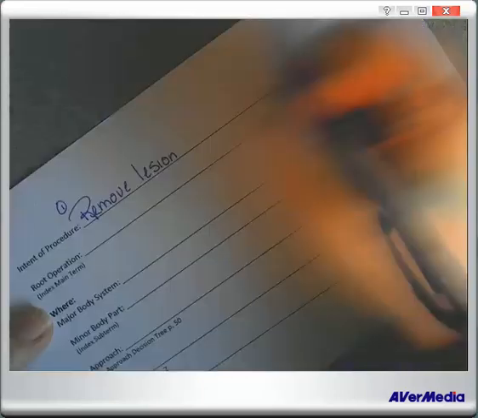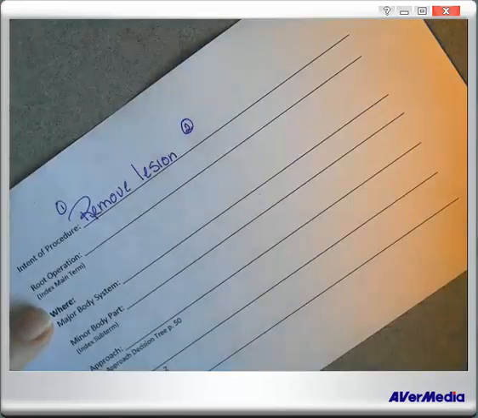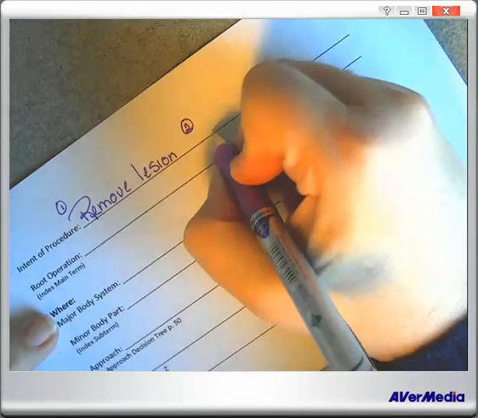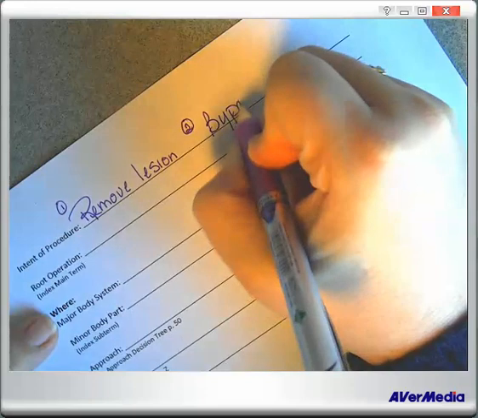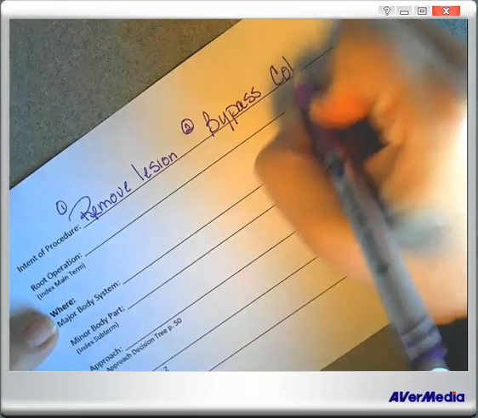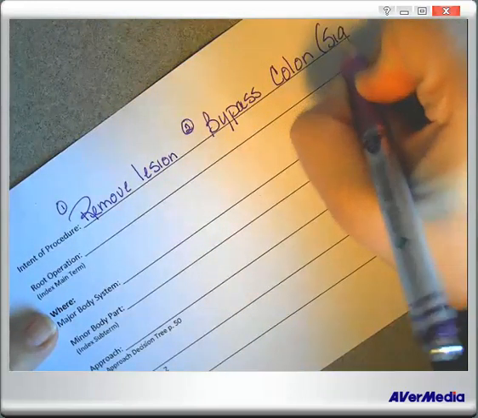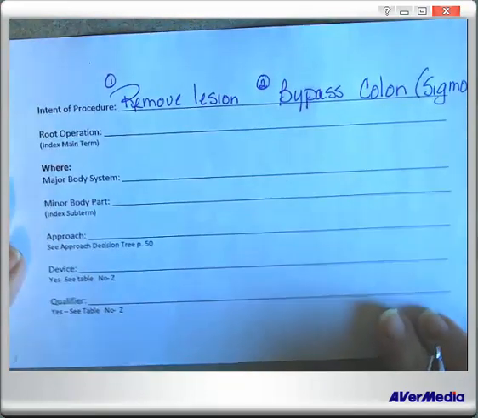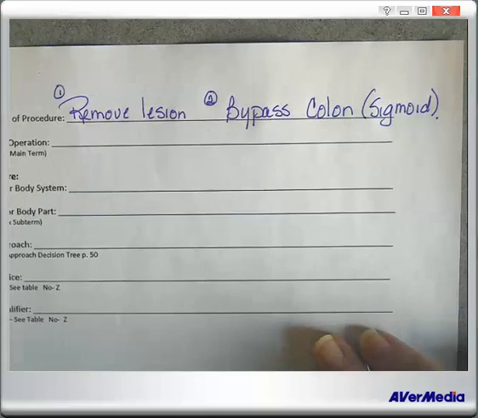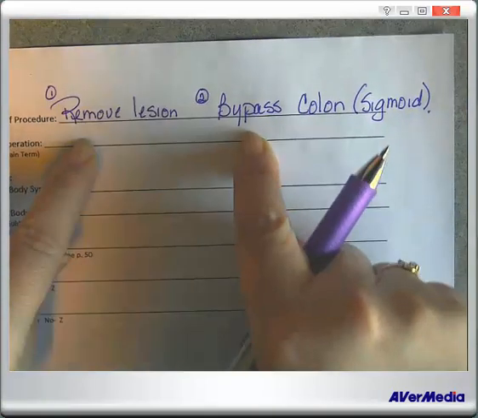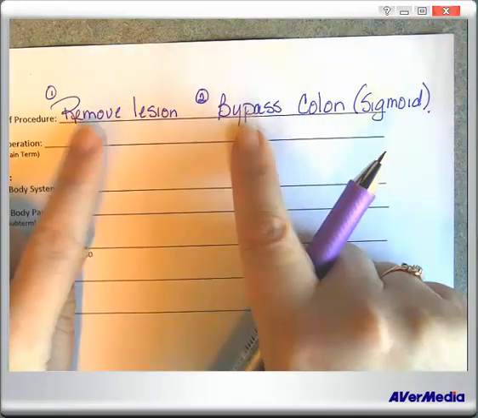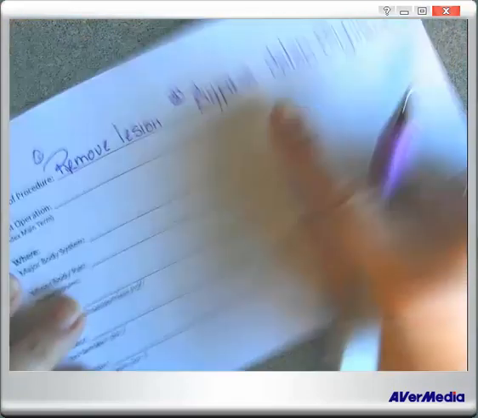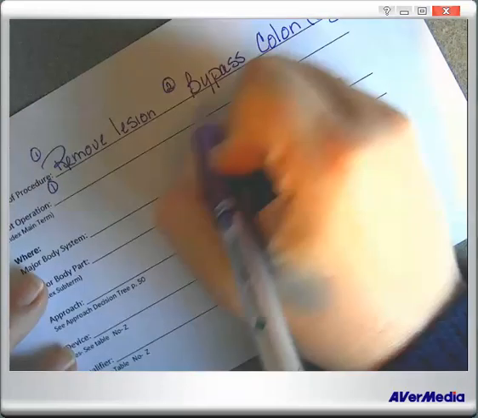Right, that's number one. And number two, we're going to be bypassing the colon. We'll just put sigmoid here. Okay, all right. So that stands to reason we're doing two different things there, aren't we? Here we're removing something and here we're bypassing something. The intent is, we've got two different intents. We're going in to take something out and then we're going to reroute things. So we're going to have two root operations, aren't we?